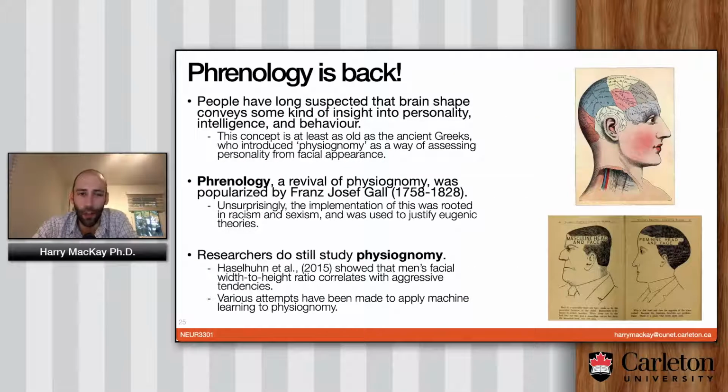Now, I've got bad news, folks. Phrenology is back. We're back in the game of measuring skull thicknesses and shapes and whatnot. Not really, but I had to bring it up. People have thought for quite a long time that brain shape conveys some kind of insight into somebody's personality or their intelligence or behavior. This is very, very old.